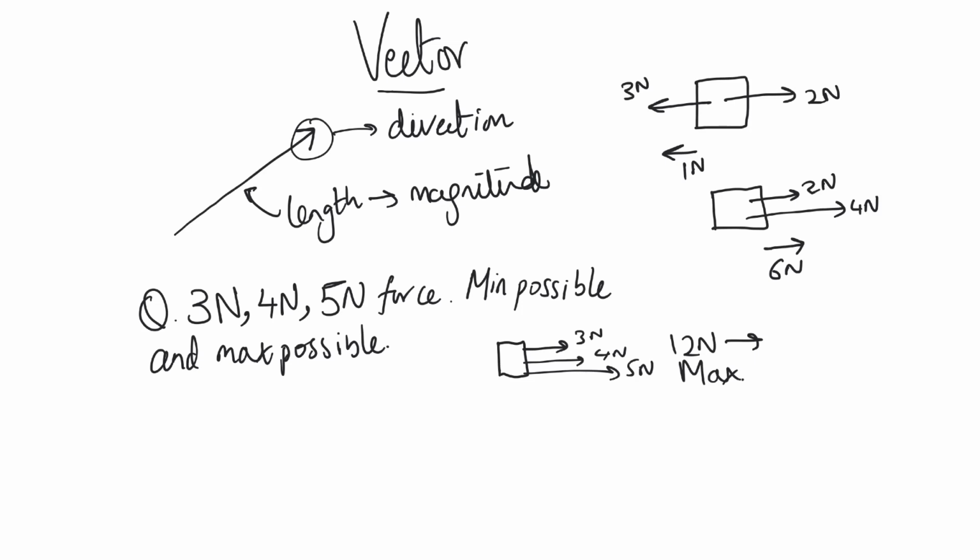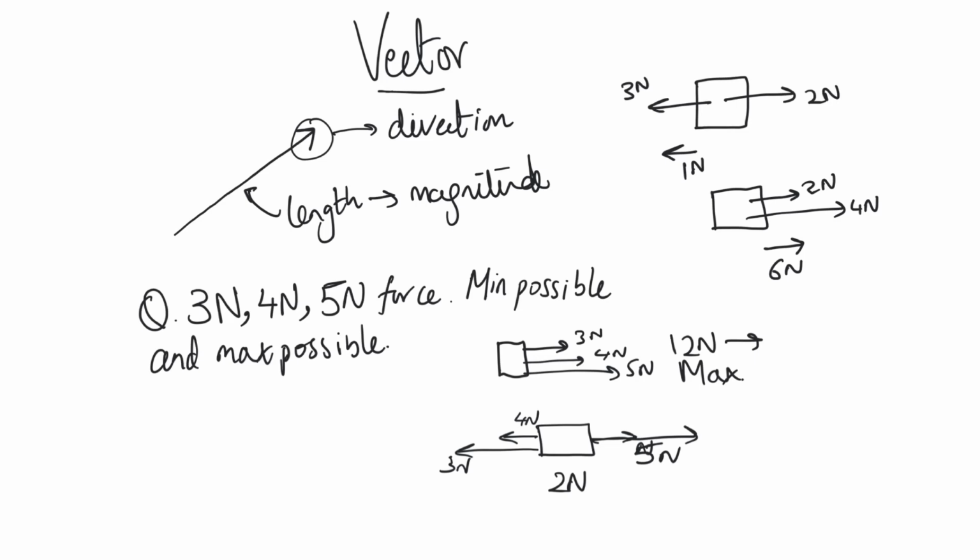But if you consider the minimum possible force like this, that you put 4 and 3 in this direction, 4 and 3 in this direction, and put 5 in this direction, and then you find out the resultant to be 2 newtons, then I can give you an answer. I can tell you of a force which is less than 2 newtons.